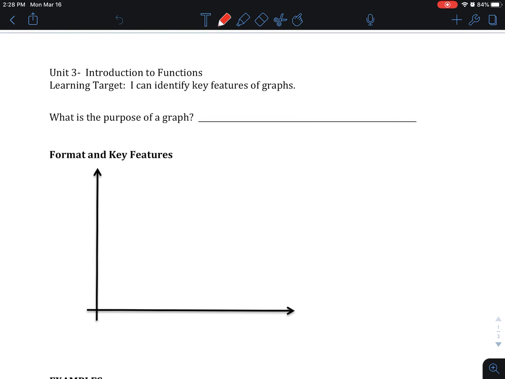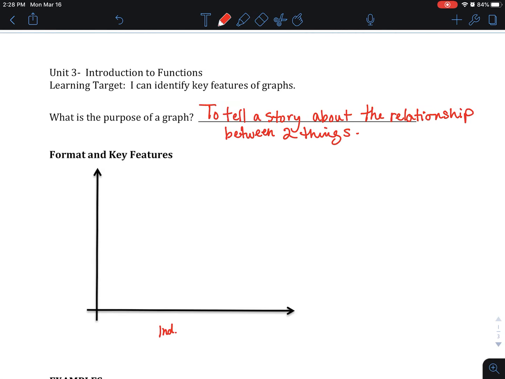So if you remember, we talked about how the purpose of a graph was to tell a story about the relationship between two things. And those two things are the variables that are being measured, right? So again, the relationship is what's important here. And the graph tells a story about the relationship between those two things. And we also talked about how the format of a graph is such that we have this independent variable down along the horizontal axis, and we have a dependent variable along the y-axis.